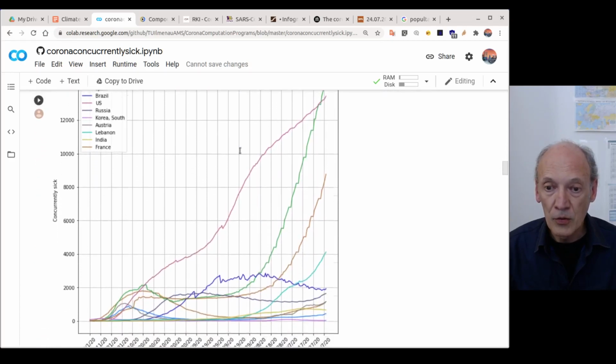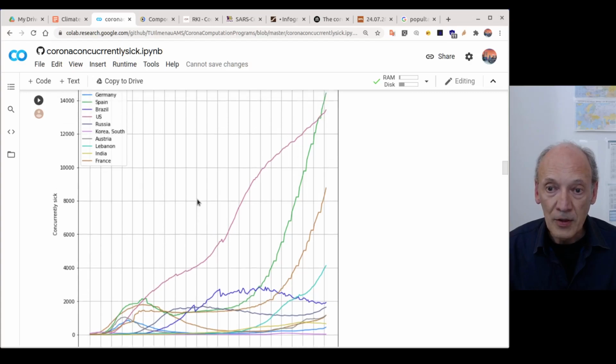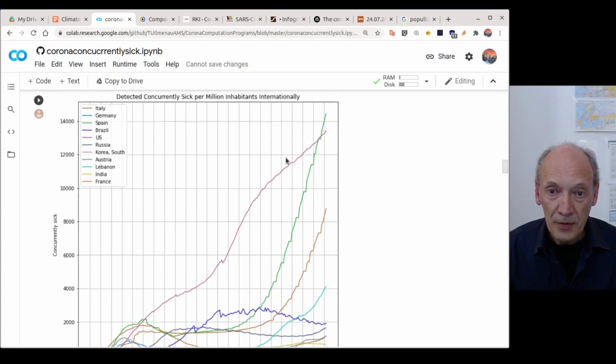And this is then the corresponding plot that we get. So here the same dates. And now we see the US is still very high, but it's not dominating everything as in the previous plot. And actually here, the green one, which is Spain, just surpassed the US. So that shows that Spain is actually in a pretty bad position here because it has so many concurrently sick per million.